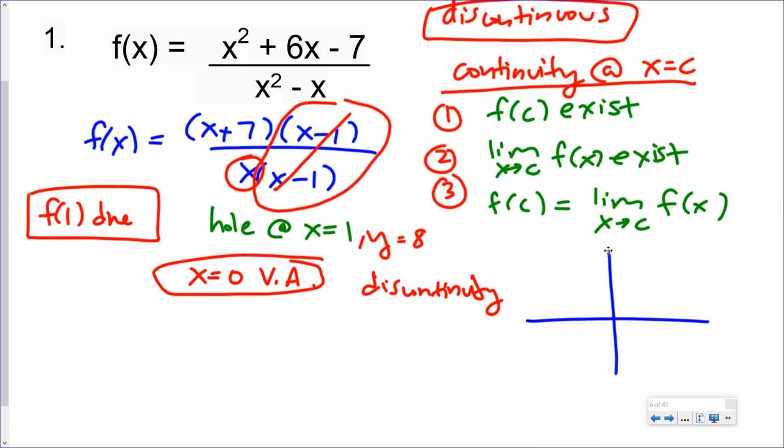Let me just draw a vertical asymptote. Where is it at? At 0? A vertical asymptote at 0. And I actually don't know what this picture looks like, so I'm just going to make it up. Maybe it's something like that. Okay?